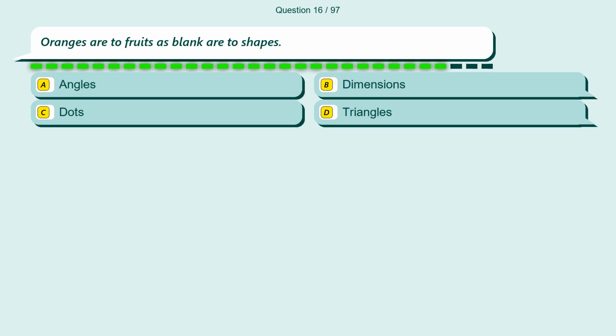Question 16. Oranges are to fruits as blank are to shapes. Option A, angles. Option B, dimensions. Option C, dots. Option D, triangles.